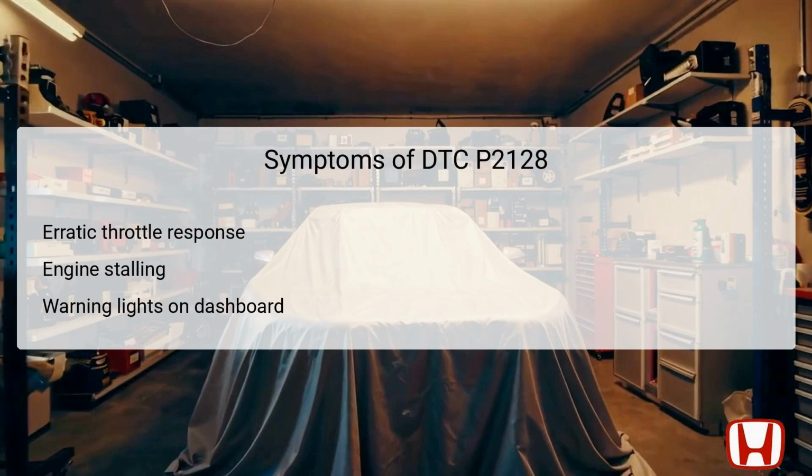The symptoms associated with DTC P2128 can range in severity and manifestation. One of the most notable symptoms is an erratic throttle response, where the vehicle may not accelerate as expected when the pedal is pressed. This can lead to a safety risk, particularly in high-speed scenarios where immediate acceleration is necessary.